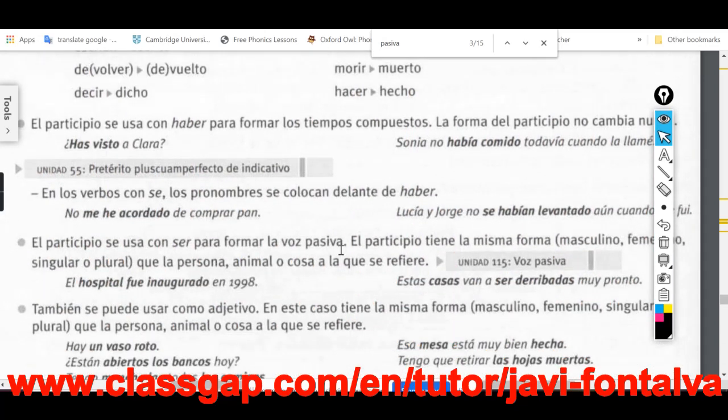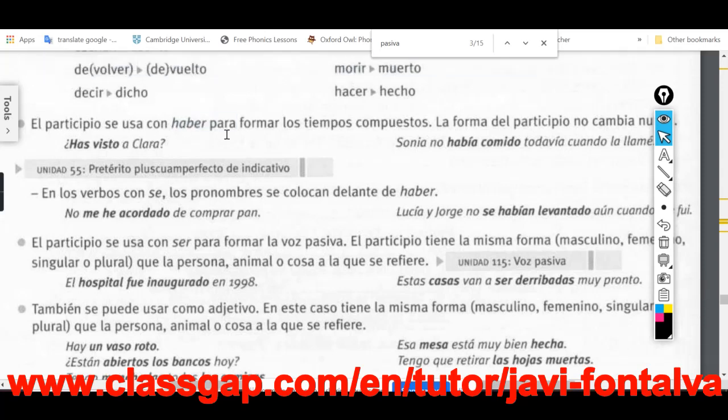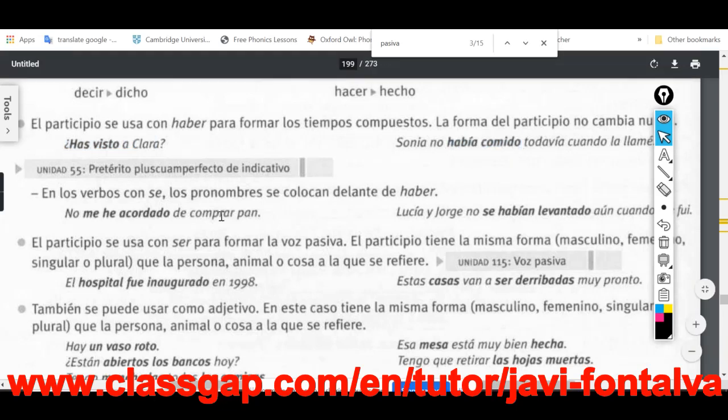Now, the first time we saw this, we saw it with haber to talk about the past. Something that happened in the past somehow is still relevant now. For example, has visto. And of course, you can use this one in the past, like had eaten. Even further in the past.